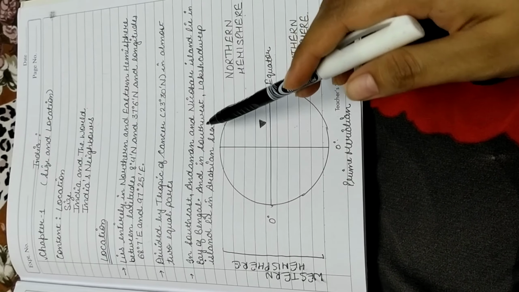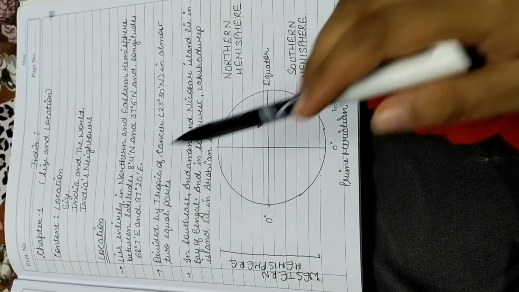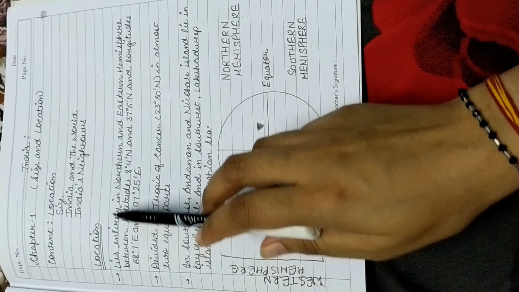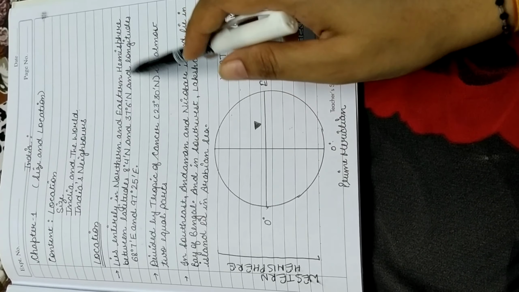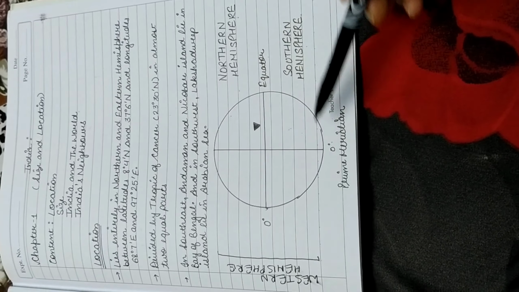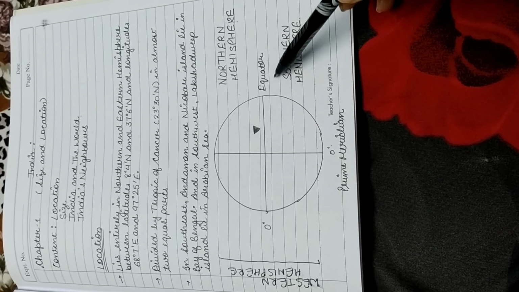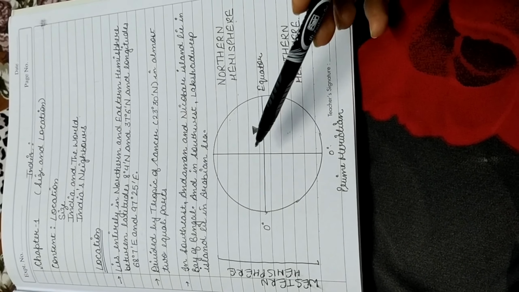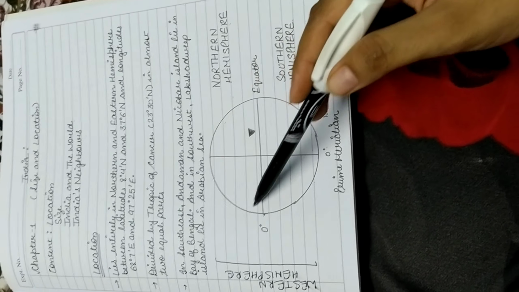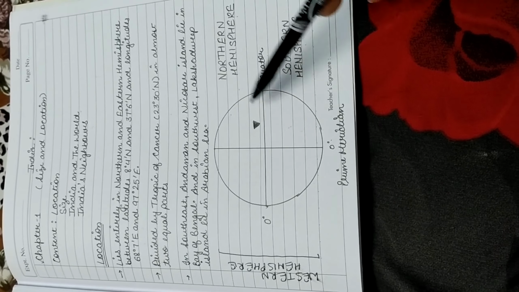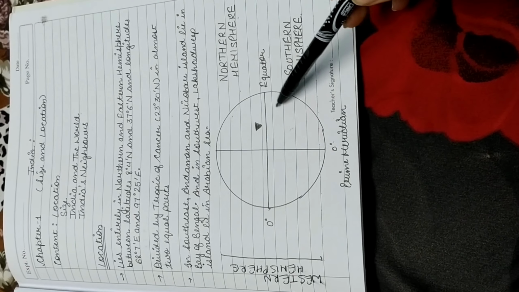As you can see, there is a diagram. India completely lies in the northern and the eastern hemisphere. Now what does it mean? As you can see in this diagram, there is a horizontal line which is known as the equator. The equator is an imaginary line which divides the earth into two equal parts. The part above the equator is known as the northern hemisphere, whereas the part below the equator is known as the southern hemisphere.